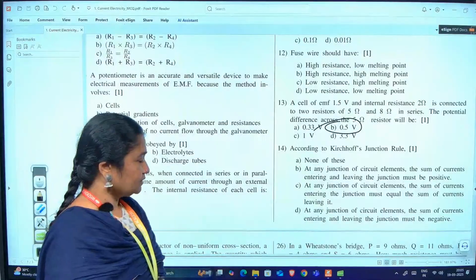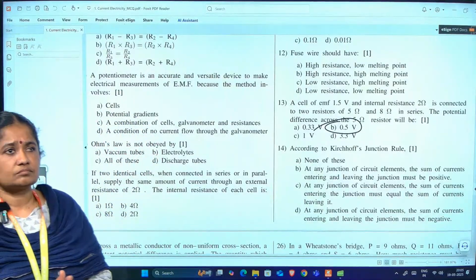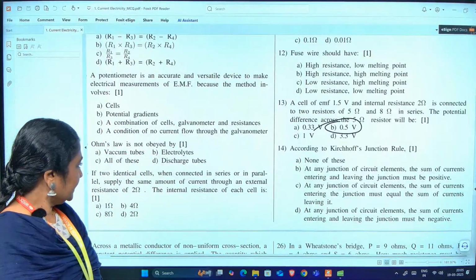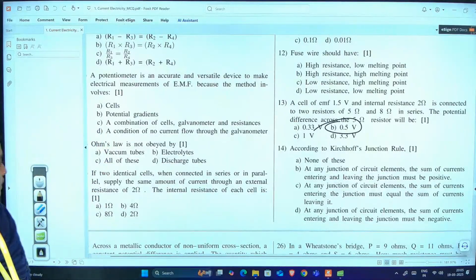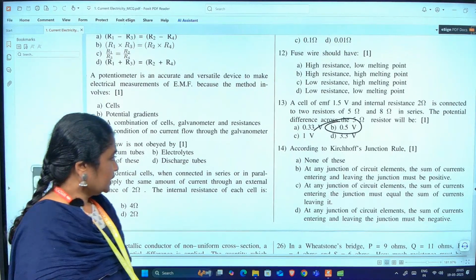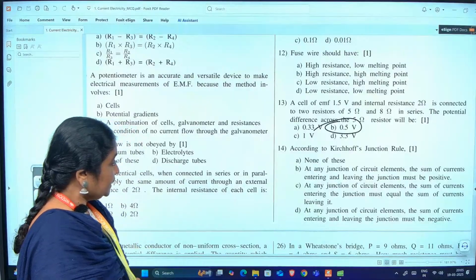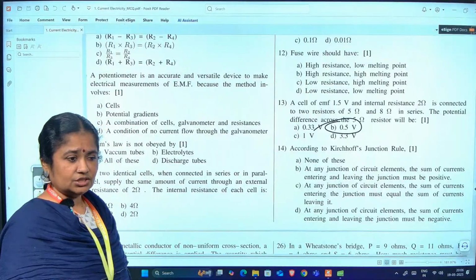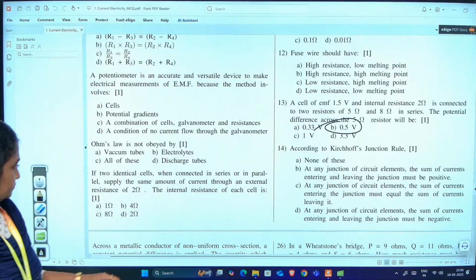According to Kirchhoff's junction rule, at any junction of a circuit, B: the sum of the currents entering and leaving the junction must be positive. C: at any junction of a circuit, the sum of the currents entering the junction must be equal to the sum of the currents leaving the junction.